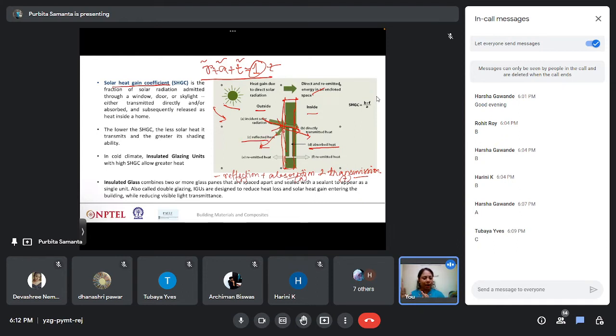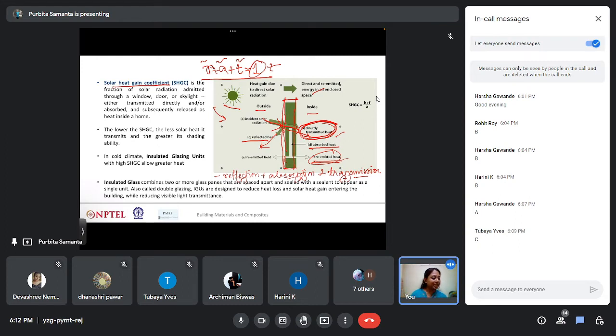So the reflected part and the absorbed part, we are not really bothered about, but we are bothered about the transmitted heat, and also a part of it gets re-emitted. Okay, so you can see how this re-emittance happens. So this re-emitted heat and the transmitted heat, or for simpler, if you don't want to go into what the re-emitted heat is, you can also just consider this the directly transmitted heat as well.